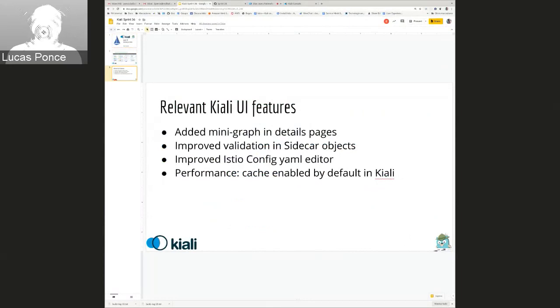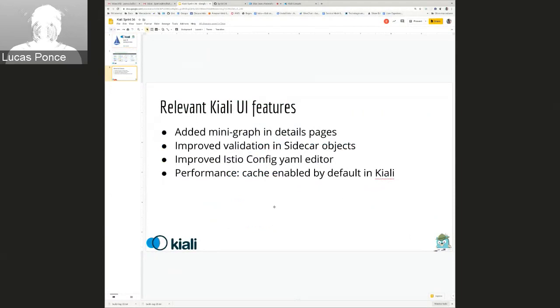Also, we continue improving the validation of Istio config. In this sprint, we focused on sidecar objects, the most complex object where you can enter a lot of features, and we are going to show some examples of these new validations in the config. We improved the Istio config YAML editor to be aware when you are editing a file outside of Kiali, so that Kiali at least has a notification that something changed. For example, a virtual service was modified by an external user.